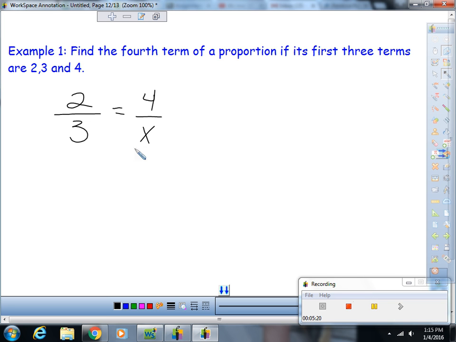Anytime you have a variable by itself, you can just cross multiply and then divide. So it's 12 divided by 2. So you get x is 6. Not hard at all. Okay?